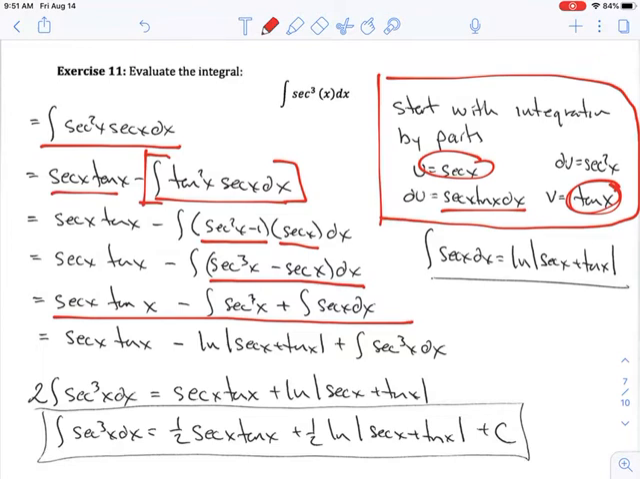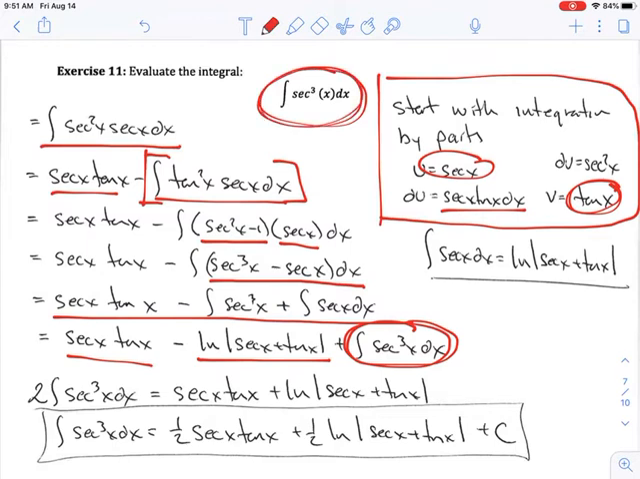And then the integral of secant is the log of secant plus tangent. And we have a secant tangent. And then what do we do with this? That's the tricky part. Well, notice we have the integral of secant cubed. Well, that's what we started with. We started with that.